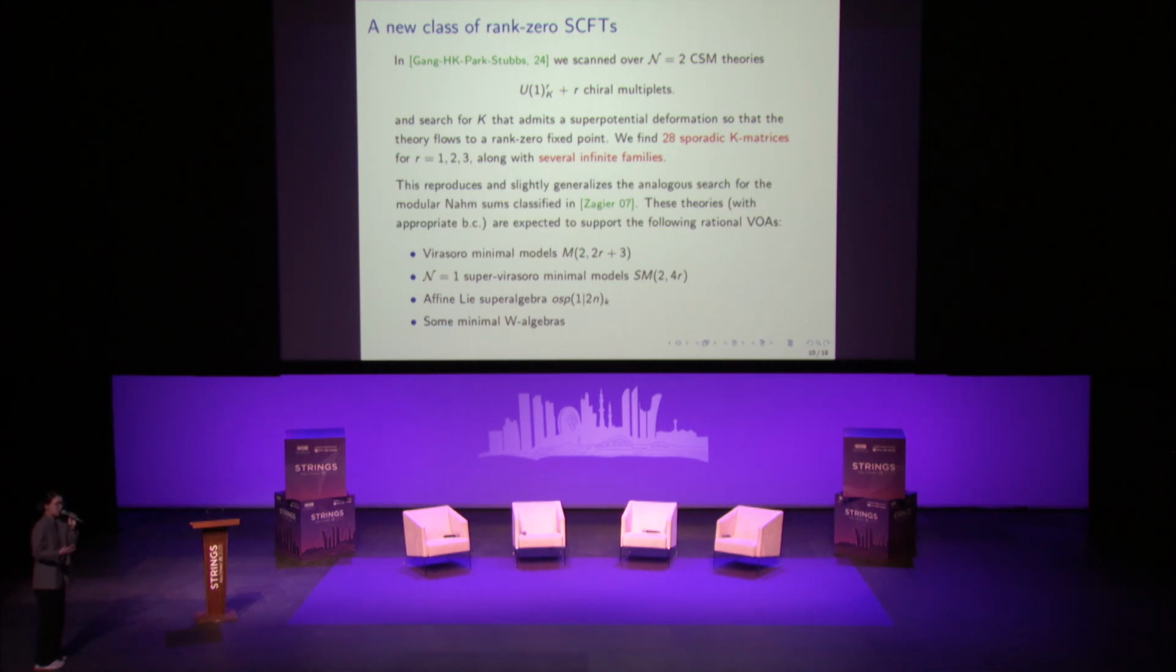And these are the theories that flow to rank 0 theories that can be topologically twisted to produce a semi-simple topological field theory that is not of Chern-Simons type. And you can argue that these theories indeed support various rational vertex operator algebras that I listed here. The simplest class of examples are Virasoro minimal models of this following type, and also some super Virasoro minimal models, and finally super algebras of OSp(1|2n) type. And you can also find some examples of minimal W algebras from these constructions.